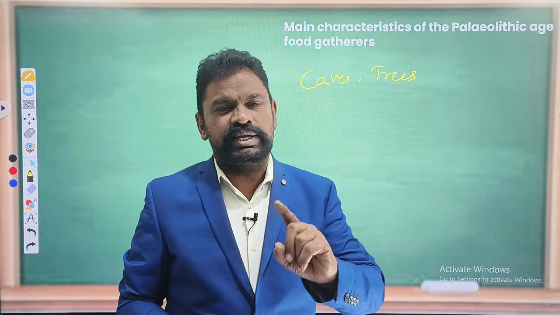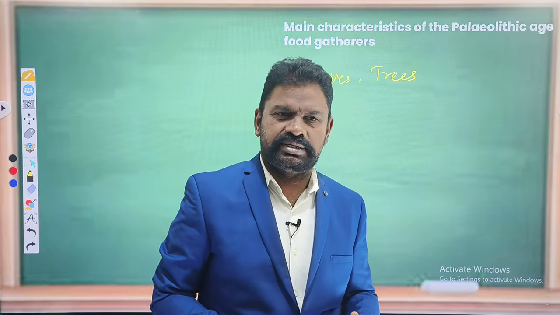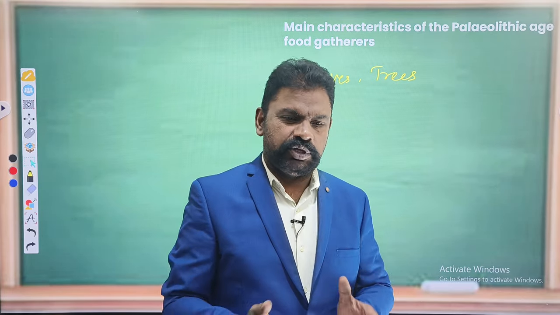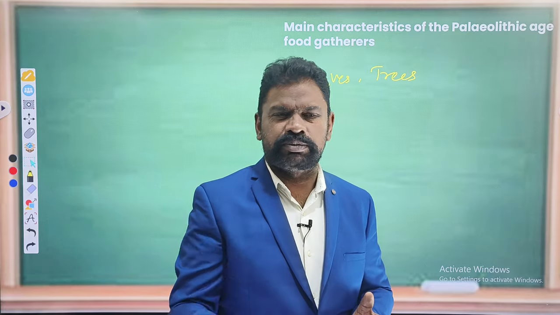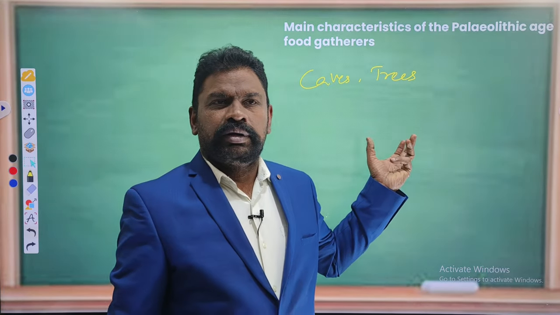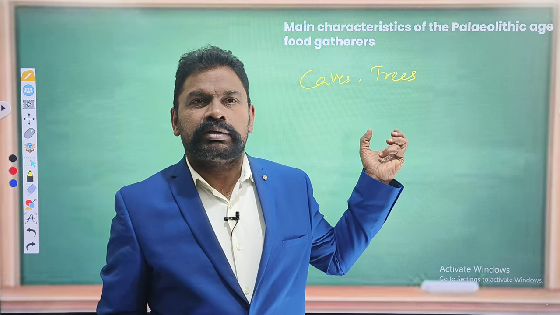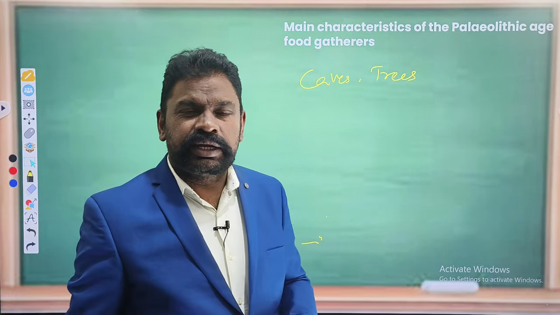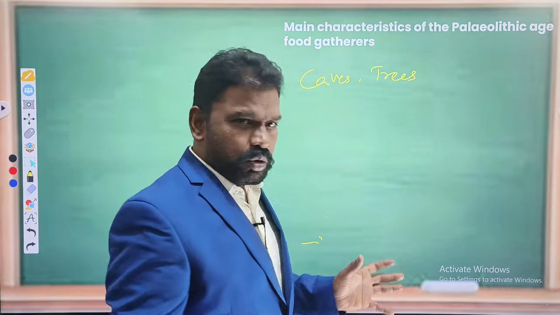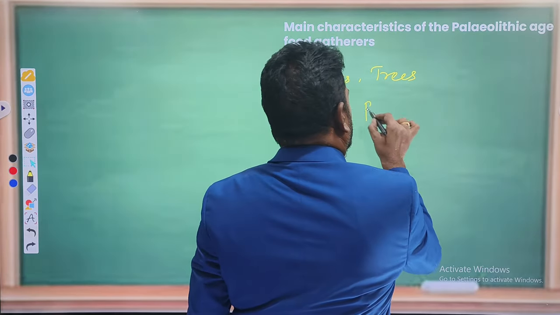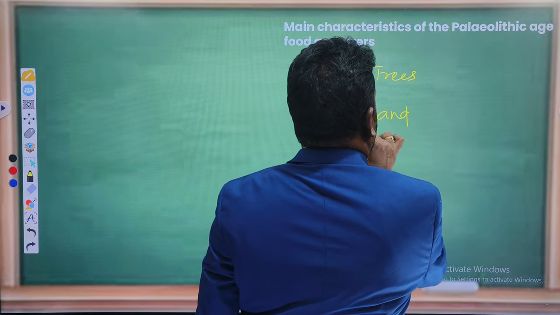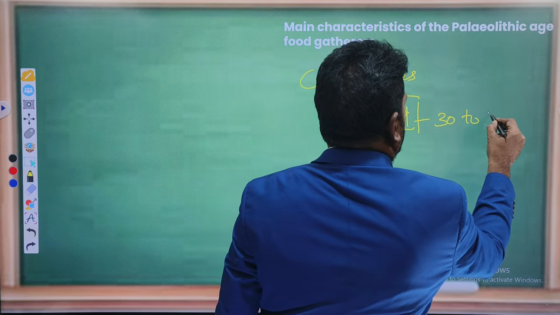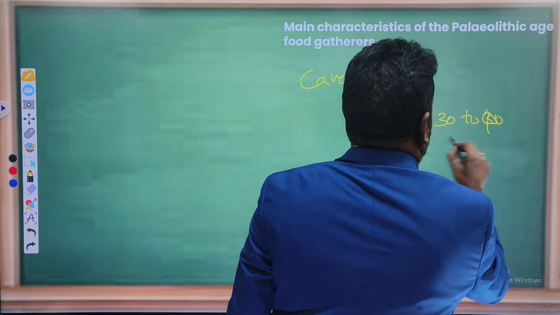The using of fire started at the end of the Paleolithic age, but the production of fire started in the Neolithic period. Using fire is different from producing fire. These people also had no marriages. They lived in groups called bands, nearly 30 to 40 people in one group.